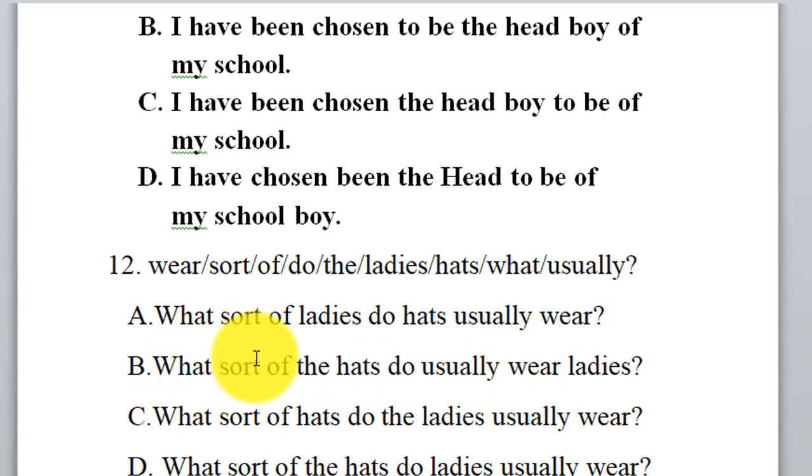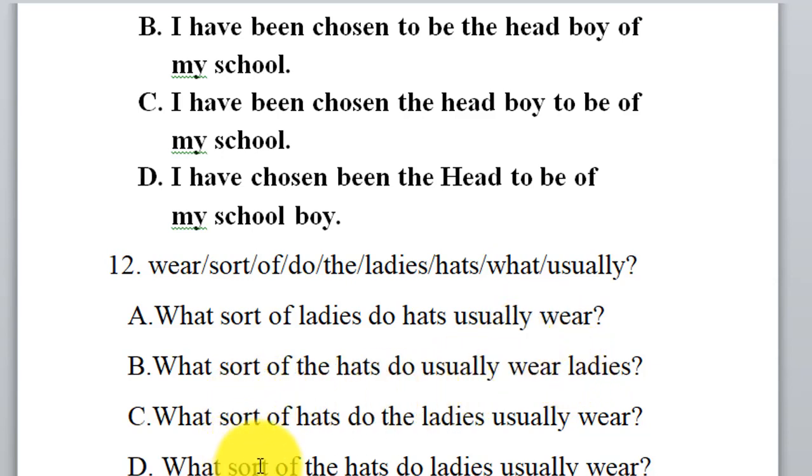አሁን B አይሆንም. Look. What sort of the hats do usually wear ladies? Impossible. It doesn't come at the end of the question, but it comes after the verb ብለናል ቅድም. So simply it is wrong, right? Because it appears at the end of the question word. እዚህ ጋር መጣ. Wrong ነው. የት ላይ እንመጣለን?